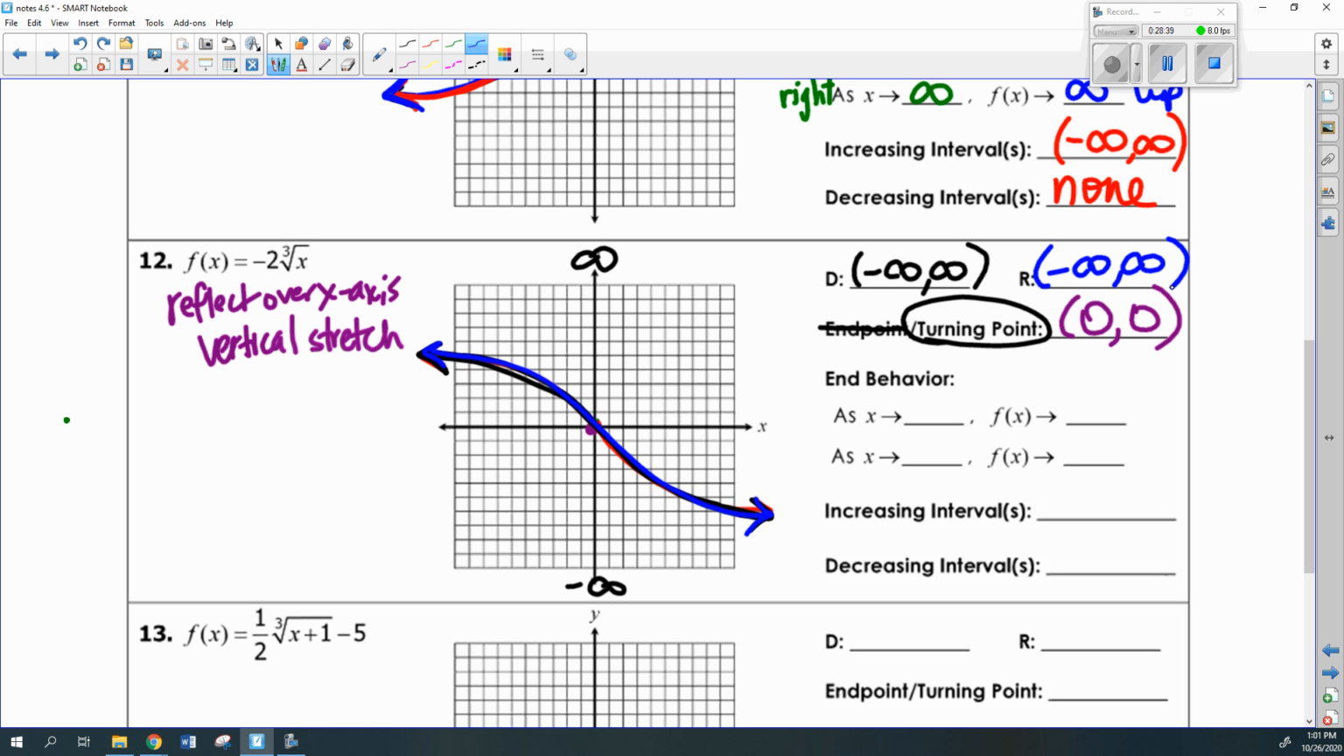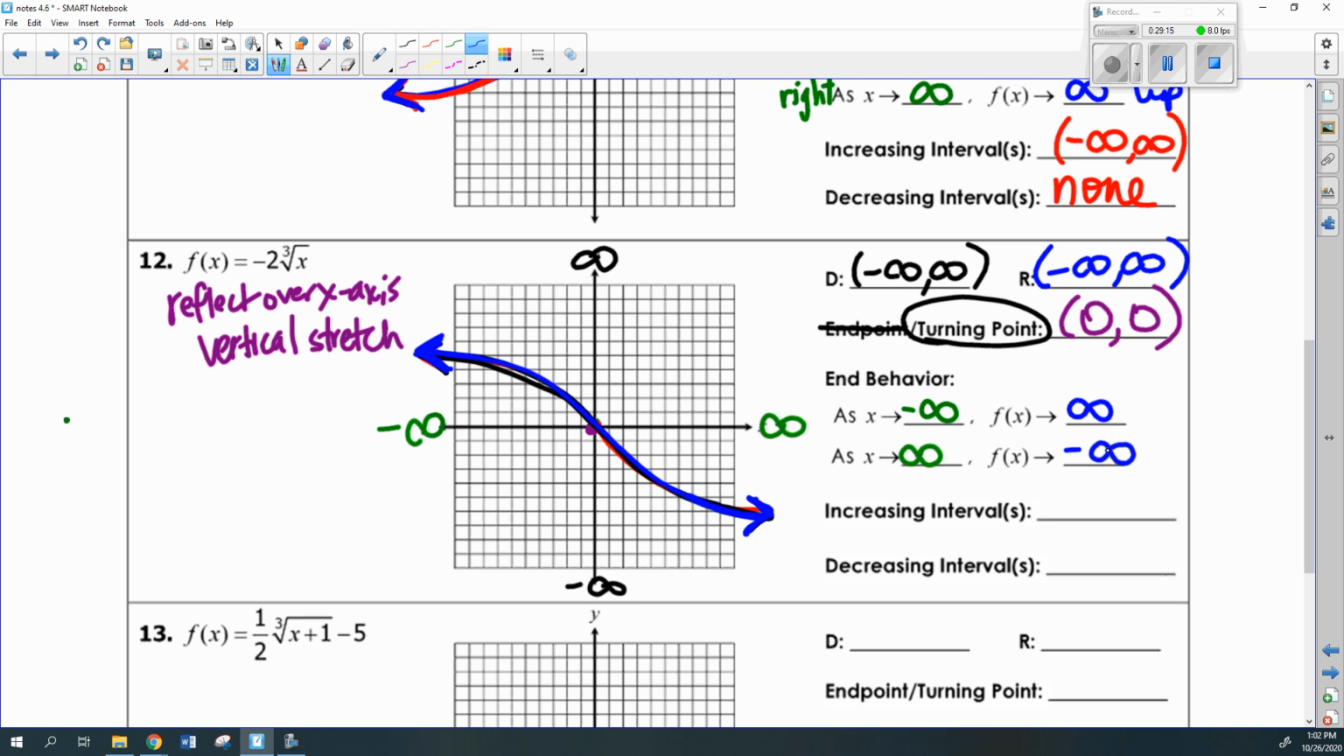Okay, the end behavior. Well, we still have a left and a right. So that's the x values, left and right. Then we have to look at the ends and see if they're going up or down. Okay, well, the left end is pointing up this time, and the right end is pointing down this time. So those did switch when we reflected over the x-axis.